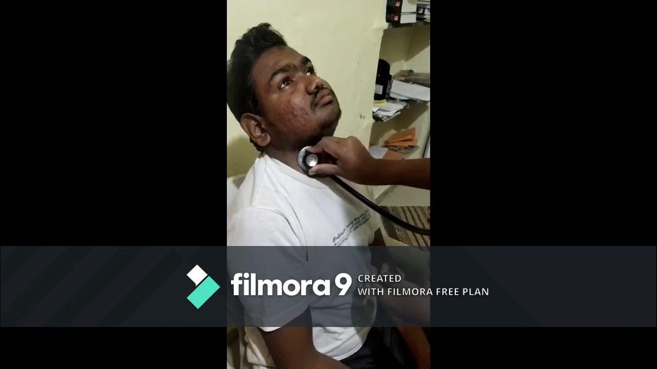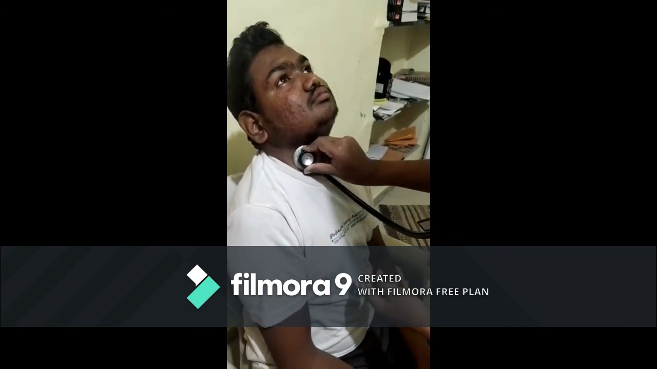You can use the stethoscope to listen to the sound of the lateral lobes of the thyroid.